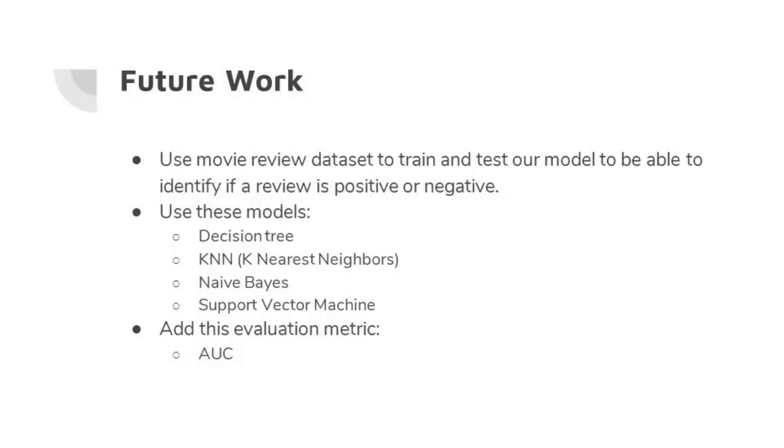For future work, we can use a dataset of movie reviews, such as a dataset from IMDb, to train and test our model to be able to identify if each of the reviews from the dataset is either a positive or negative review. We can use more models such as decision tree, k-nearest neighbors or KNN, naive Bayes classifier, and support vector machine. We can also add AUC, or area under the curve, as one of our evaluation metrics.